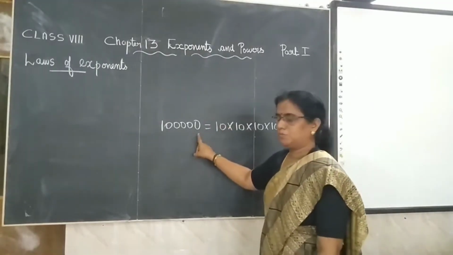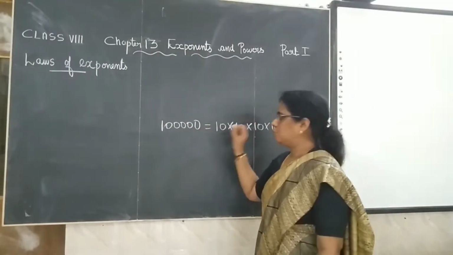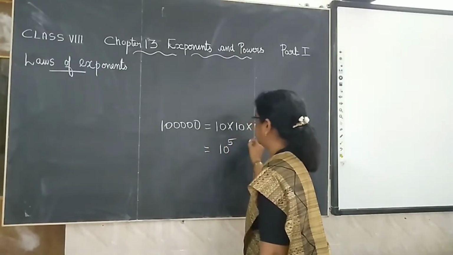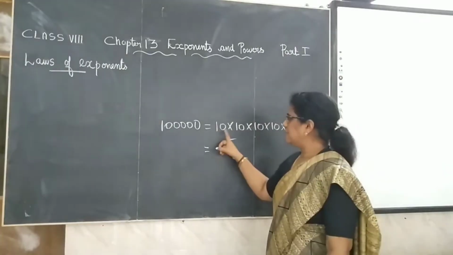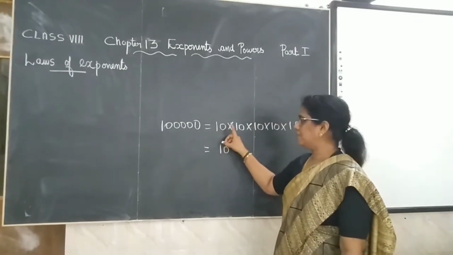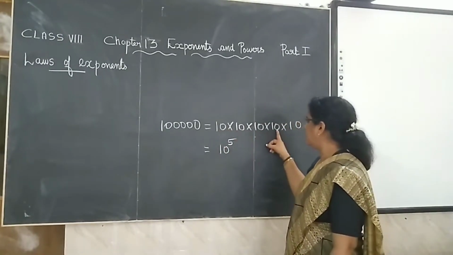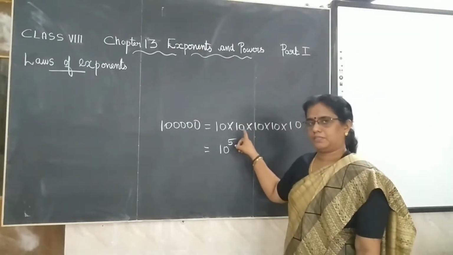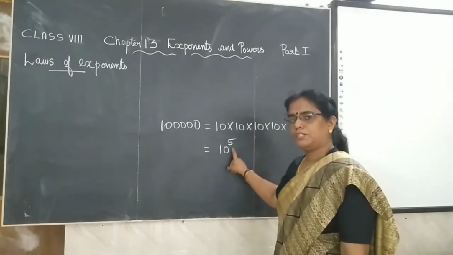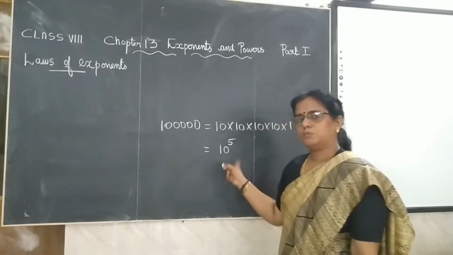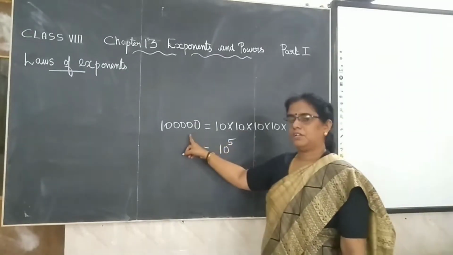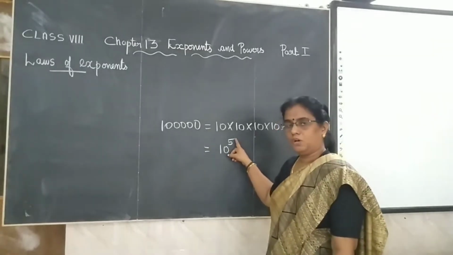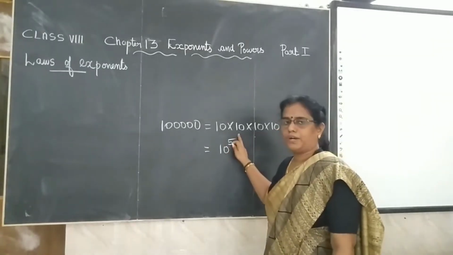So this is the normal form of the number. The exponential form of the number we can write as 10 raised to 5. That means 10 is repeating 5 times. Here you can see 10 is written 1, 2, 3, 4, 5. So this number is repeating 5 times. Therefore, that is called 10 raised to 5. That is the exponential form of 1 lakh. It is 10 to the power 5, or it will be read as 10 raised to 5.